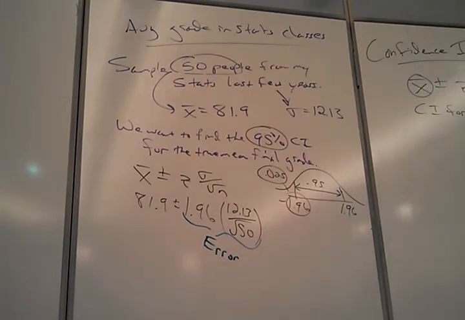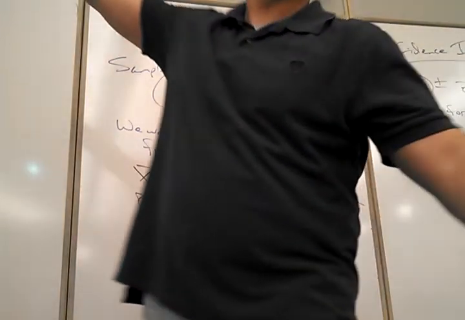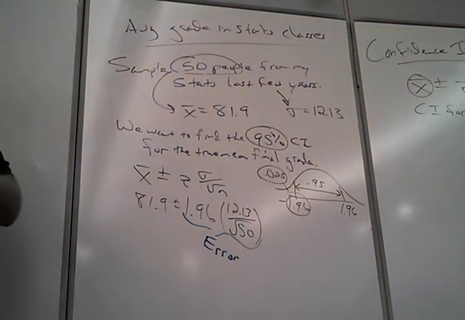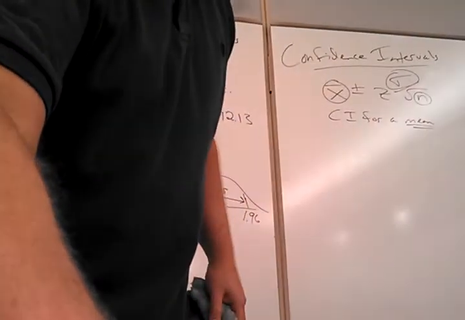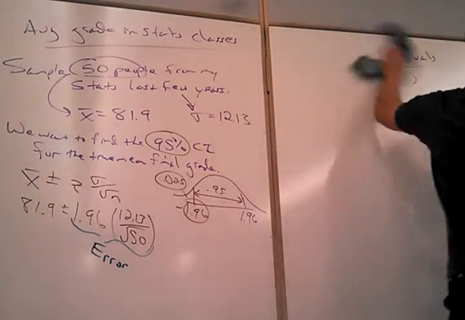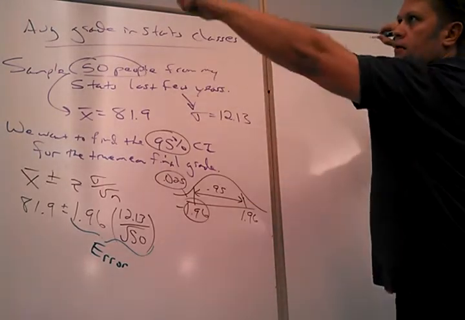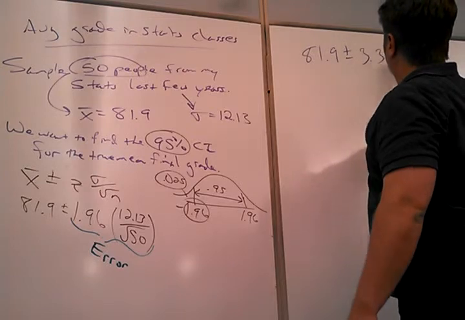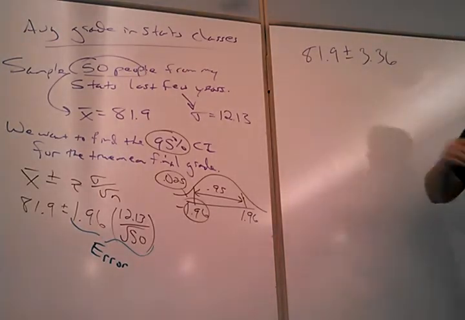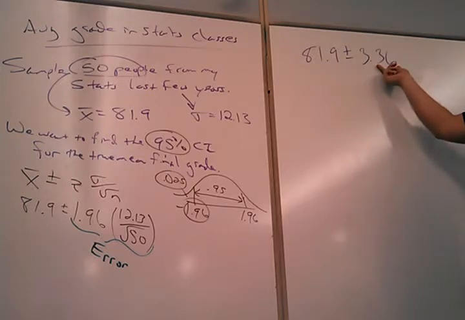So what I do here then is I just do 1.96 times 12.13 divided by the square root of 50. That's my error. You guys got that there? Yep. How we doing? Let me put this up here. So I've got 81.9, give or take 3.36 roughly. Pretty much the rule of thumb is you go one more place out here than this is.